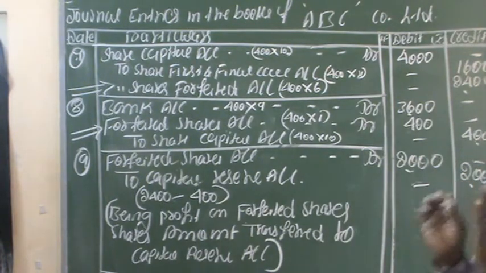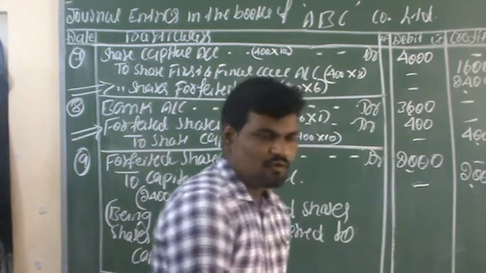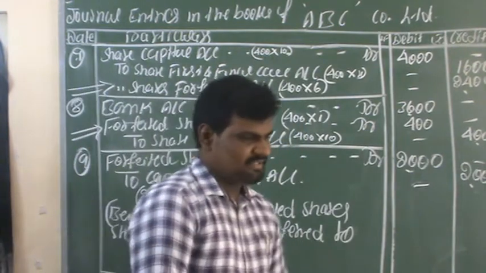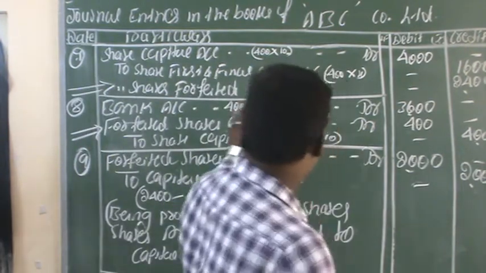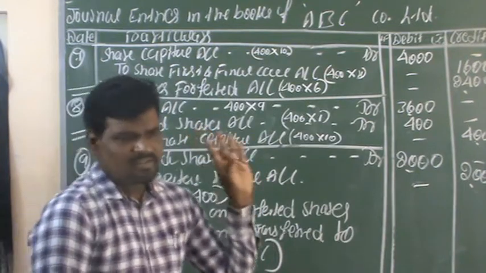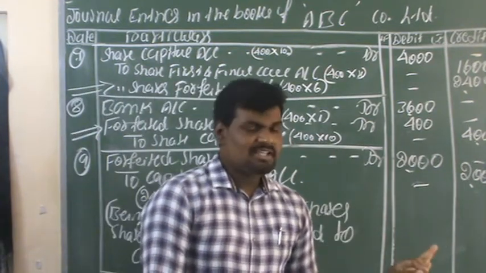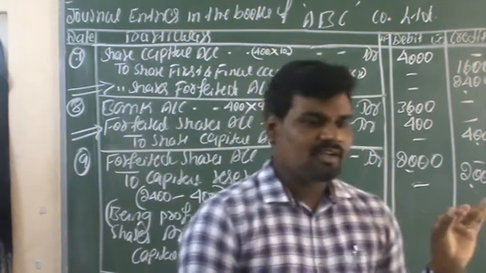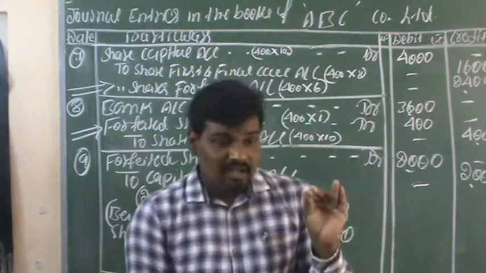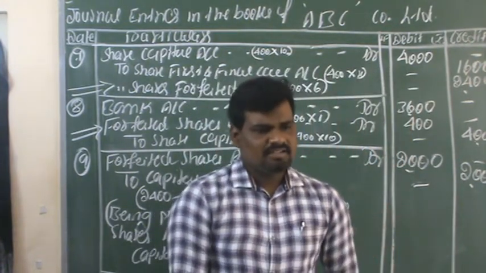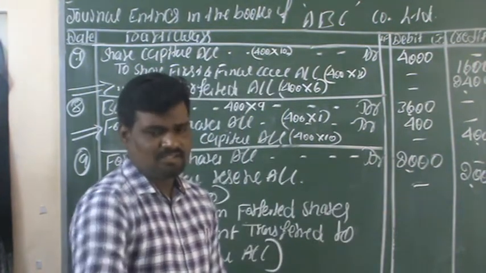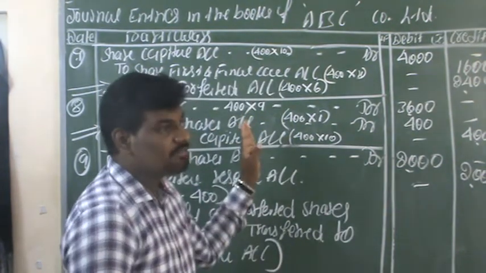So these are the necessary entries for that 12 mark question. In this question we have passed 9 different entries, right? For application 2 entries, for allotment 2 entries, and first and final call 2 entries. After the completion of these, shares were forfeited.